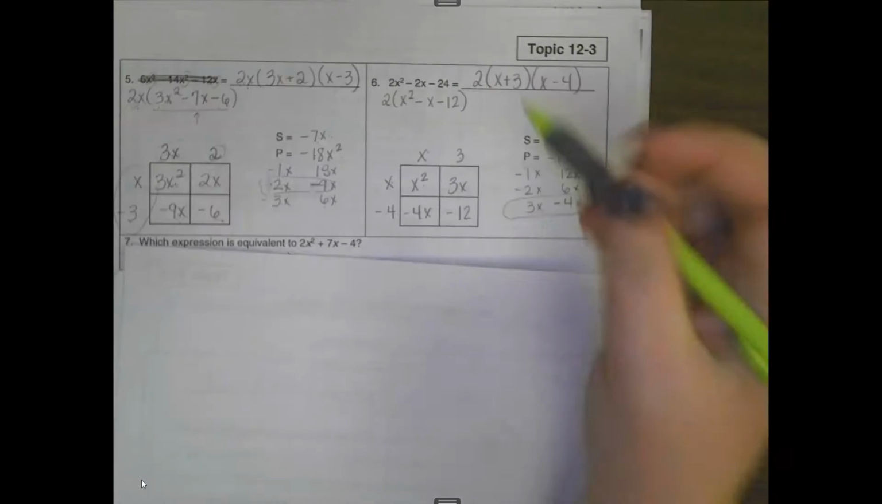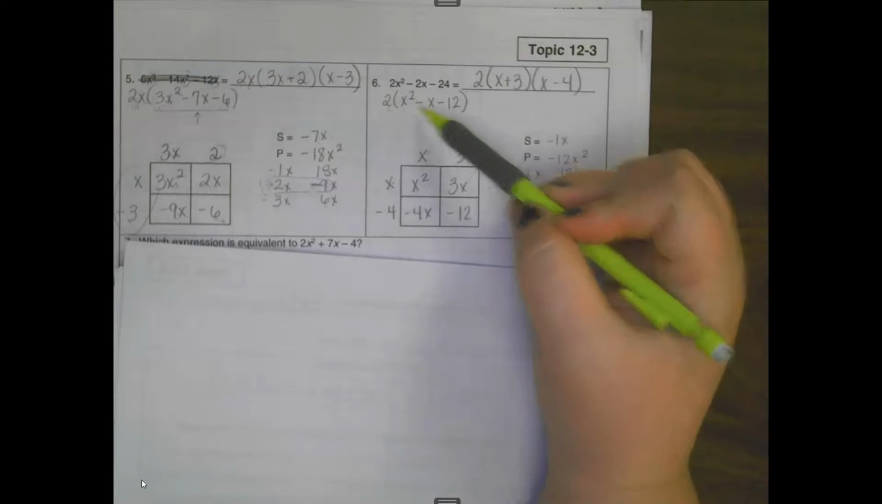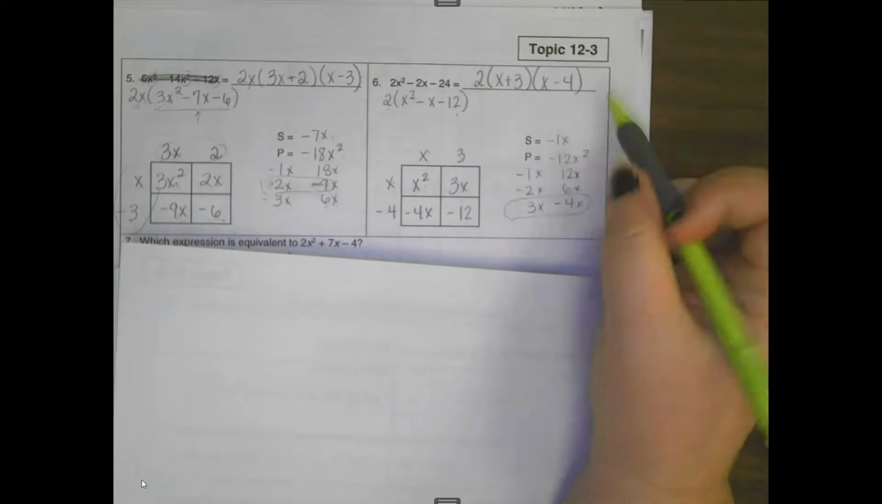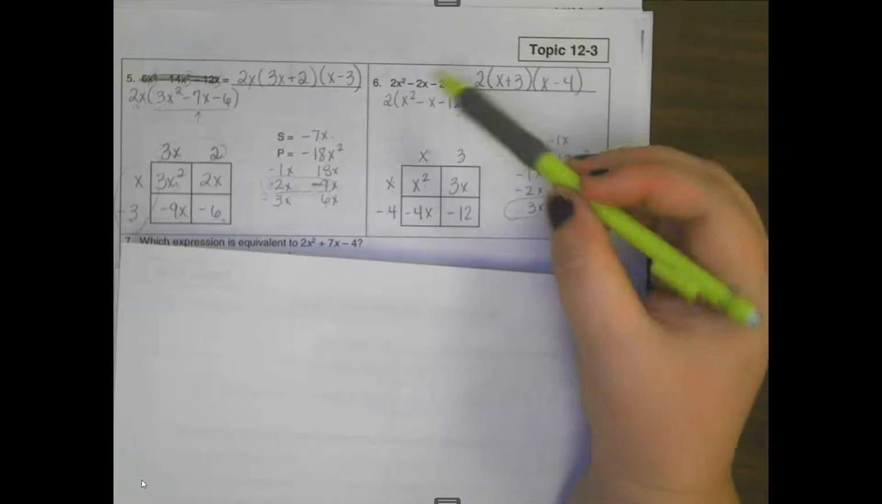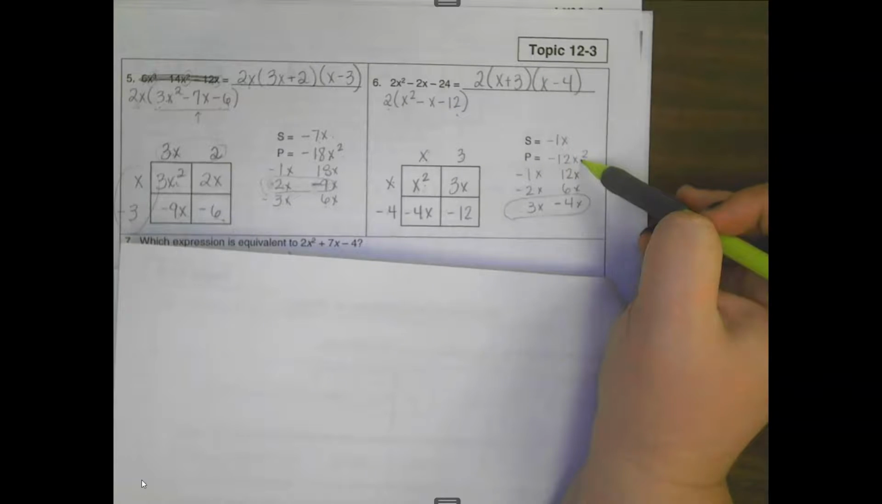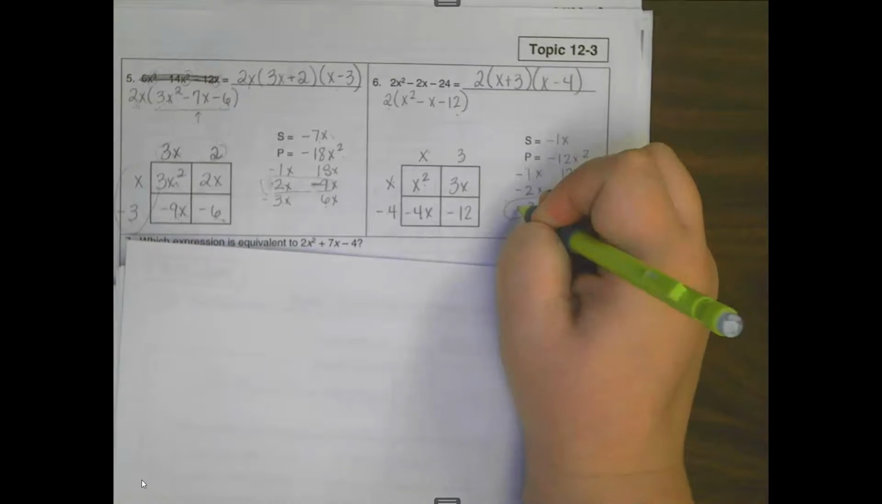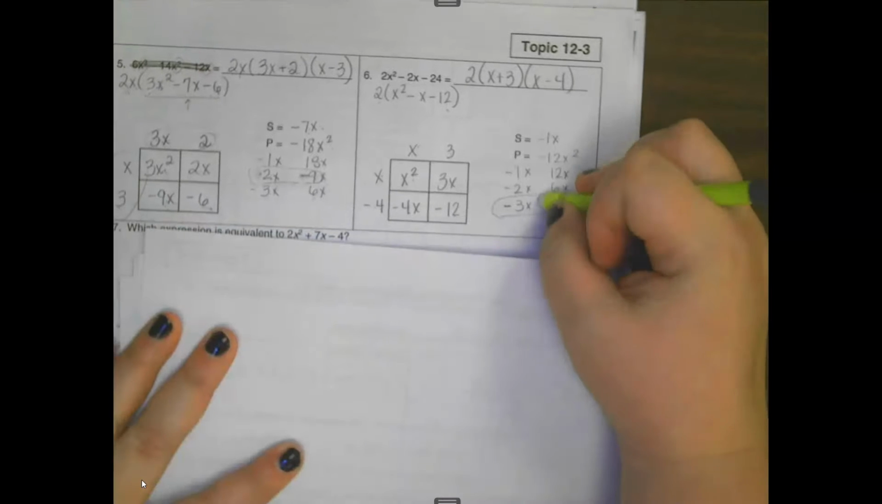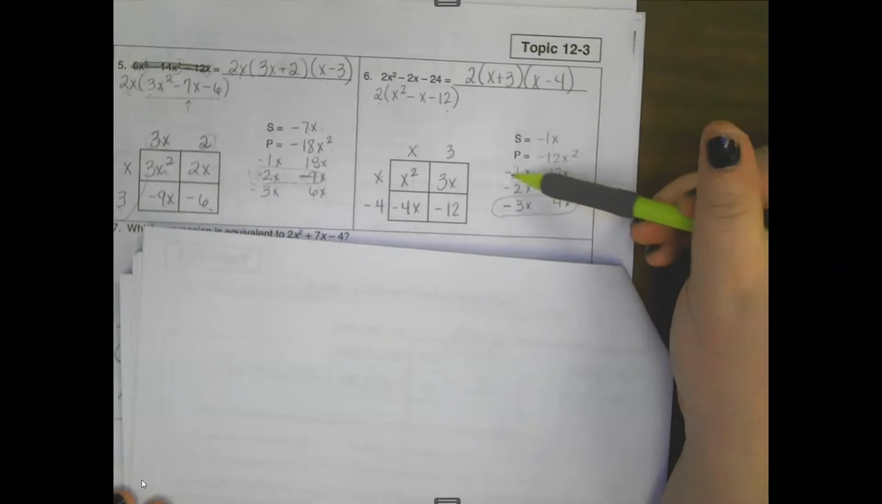Same thing with my last one here. I was able to take out the 2. My sum was negative 1x. My product was negative 12x squared. Again, I only needed one of these to be negative in order to get the negative 12. And I automatically put my first term as my negative.